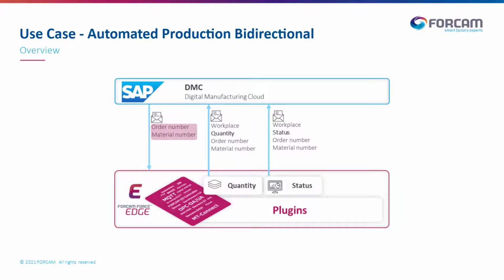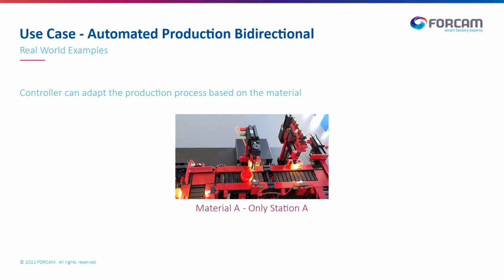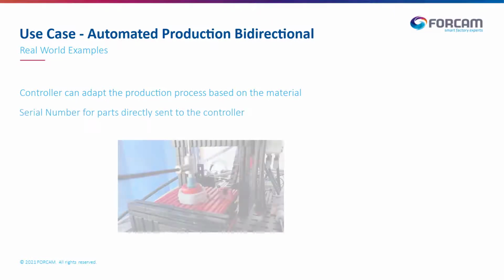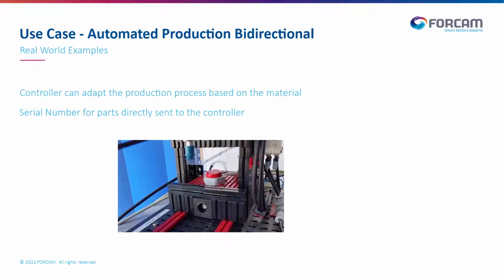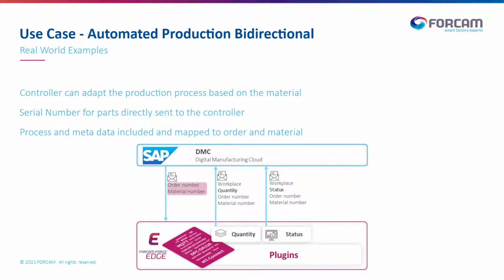a certain behavior. So what are some real-world examples for this application? The controller can adapt the production process based on the now known materials or choose a certain routing for different materials. Another example, the value received by the controller could be a serial number that is then printed onto the parts. And since this use case works bidirectional, any process data sent from the Force Edge could also include this metadata. So a certain temperature can be then mapped to a specific order and material.